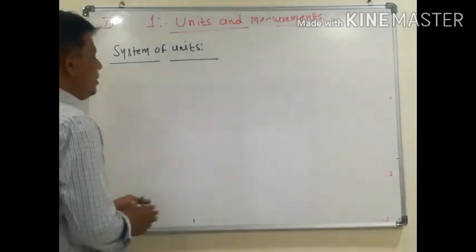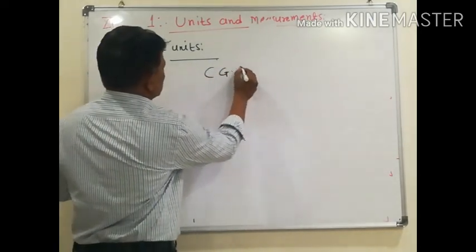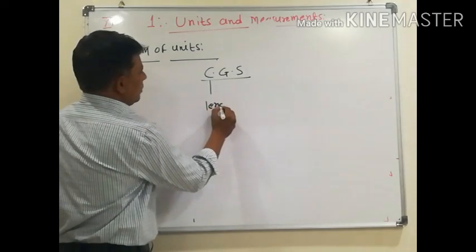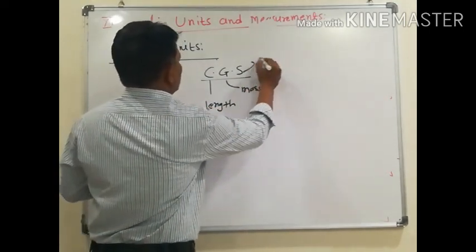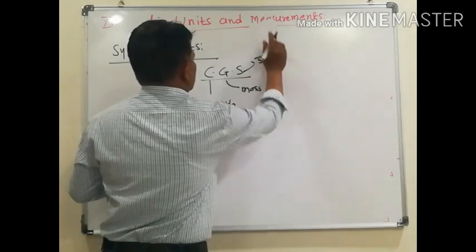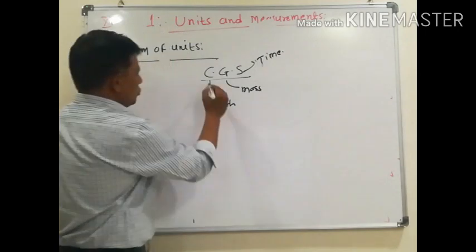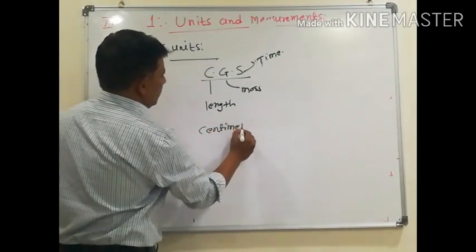The second system is the CGS system. Look here, CGS. This is related with the length, this is related with the mass, and this is related with the time. Okay, so C is for centimeter.